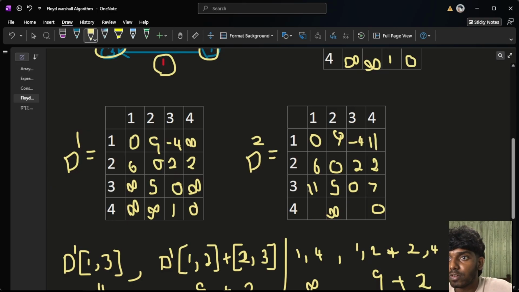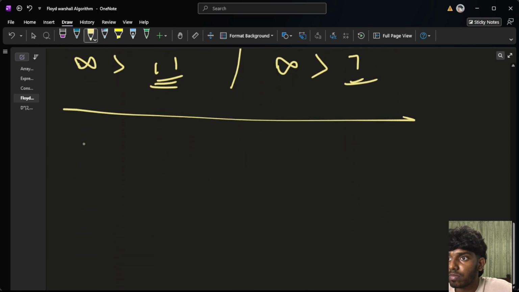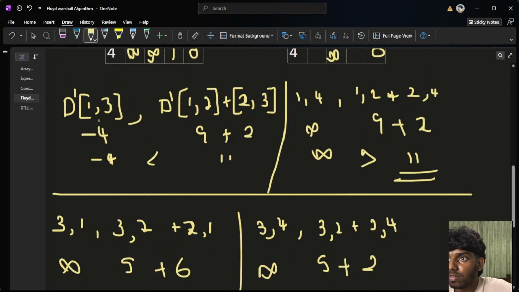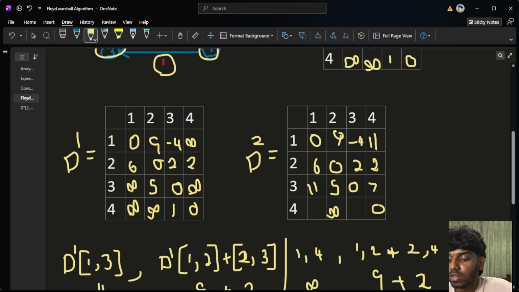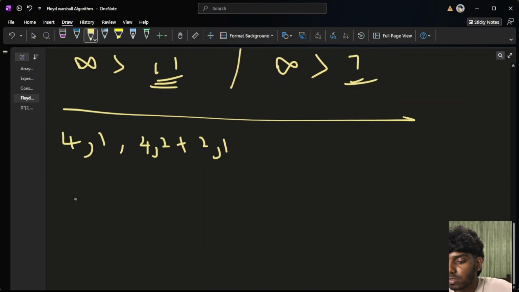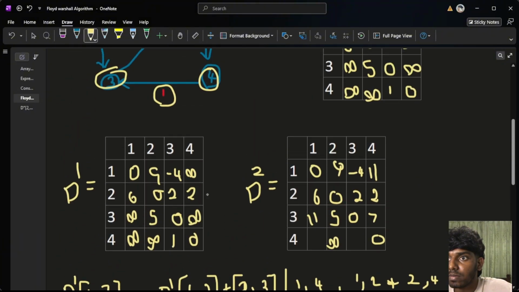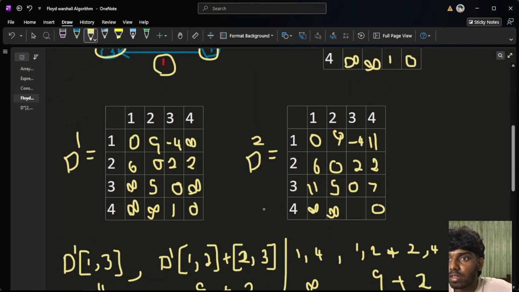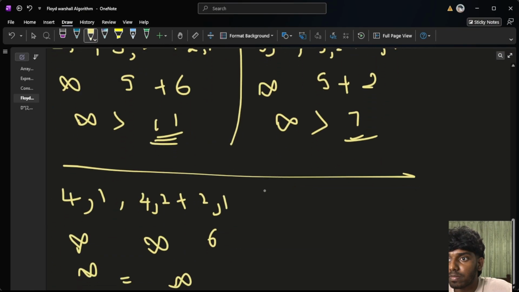the 4 to 1. Then 4 to 2 plus 2 to 1. So 4 to 1 would be infinity, 4 to 2 would be infinity, 2 to 1 would be 6, so the answer is infinity. So the 4 to 3.